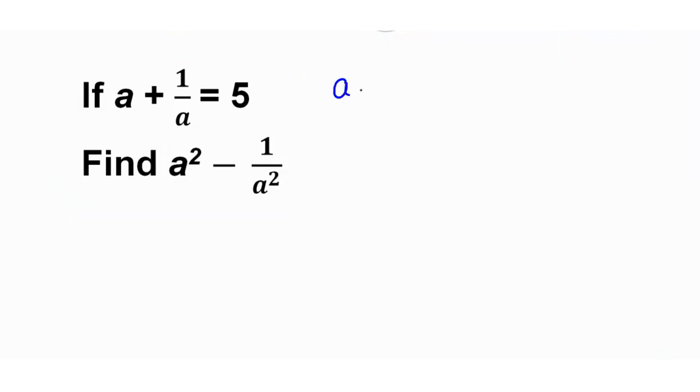What you have to remember is, if you do a minus 1 upon a whole square, no matter what you do, you're going to get a square plus 1 upon a square minus 2. You're not going to get a minus here just because you want it. So there's only one formula that involves a negative sign between two squares. That is a square minus b square.